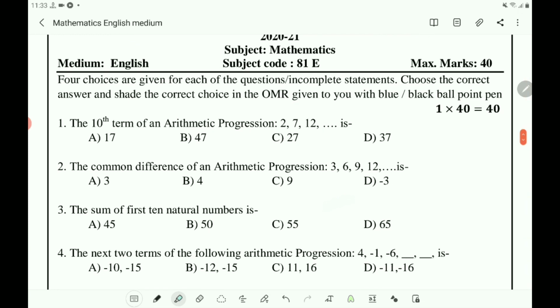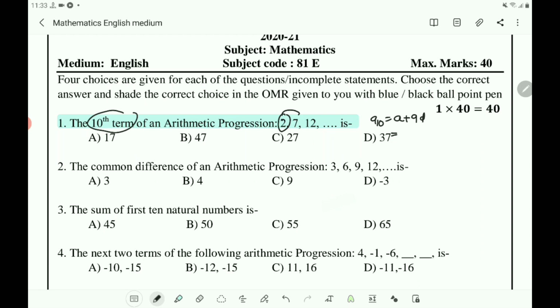The first question. The 10th term of an arithmetic progression 2, 7, 12 and so on is. To get the 10th term, a and d are required. So what is a here? That is the first term. And what is d? 7 minus 2, 5. So a10 equals a plus 9d.